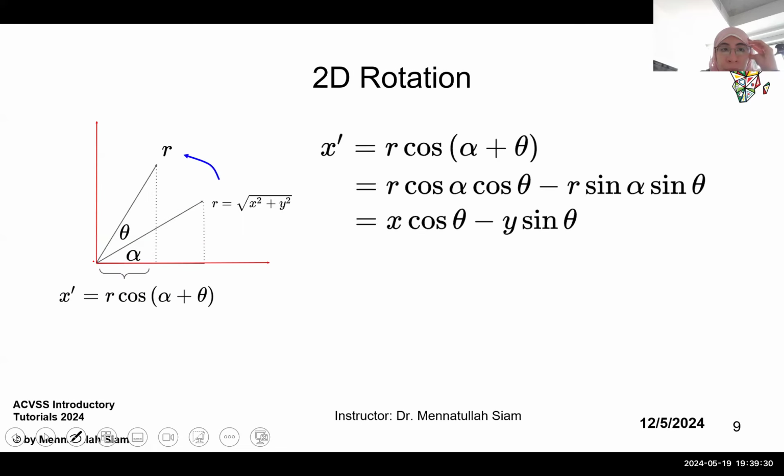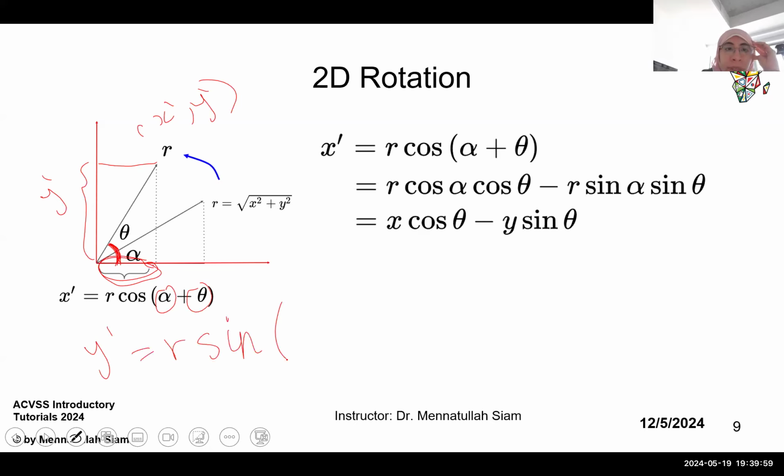Now, after the rotation, you end up having the x bar, y bar. So now I have the new y and the new x. So this is going to be r cosine (alpha plus theta), this angle here. And y bar is going to be r sine (alpha plus theta) as well.